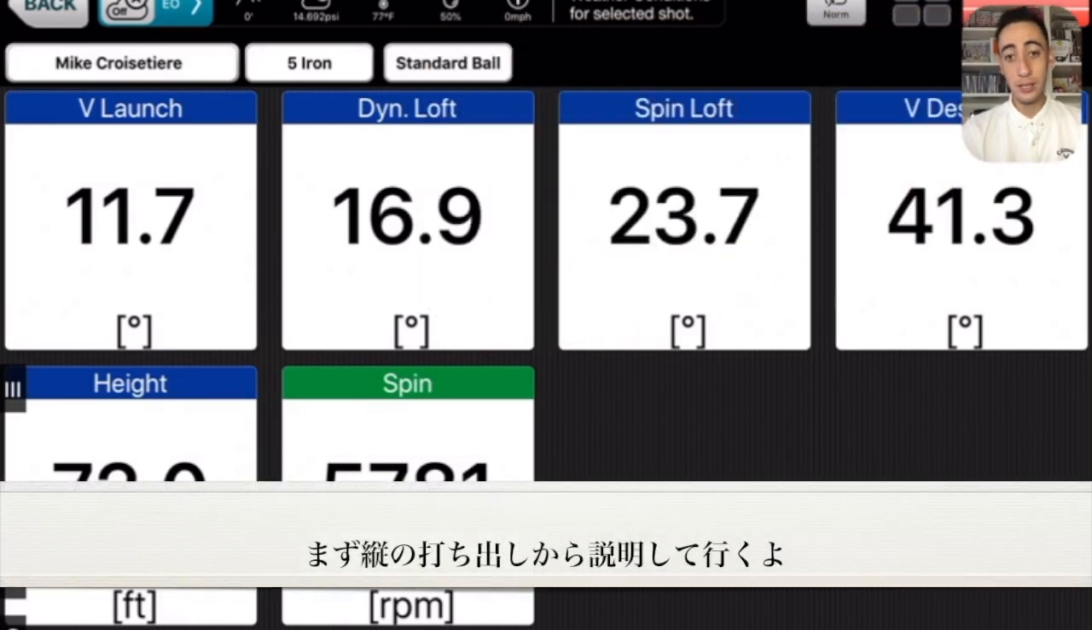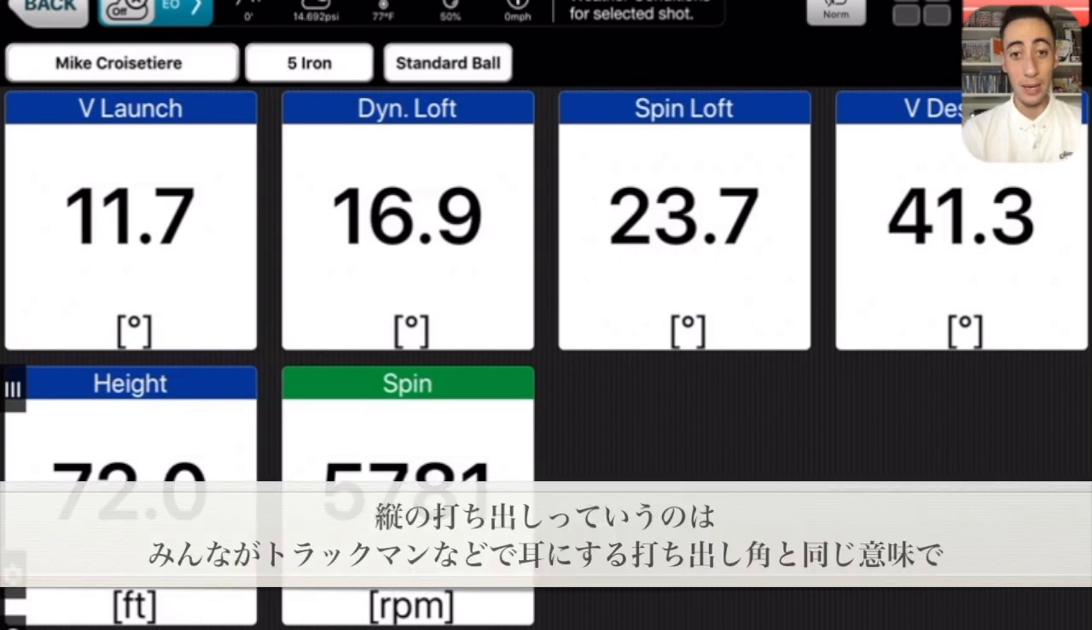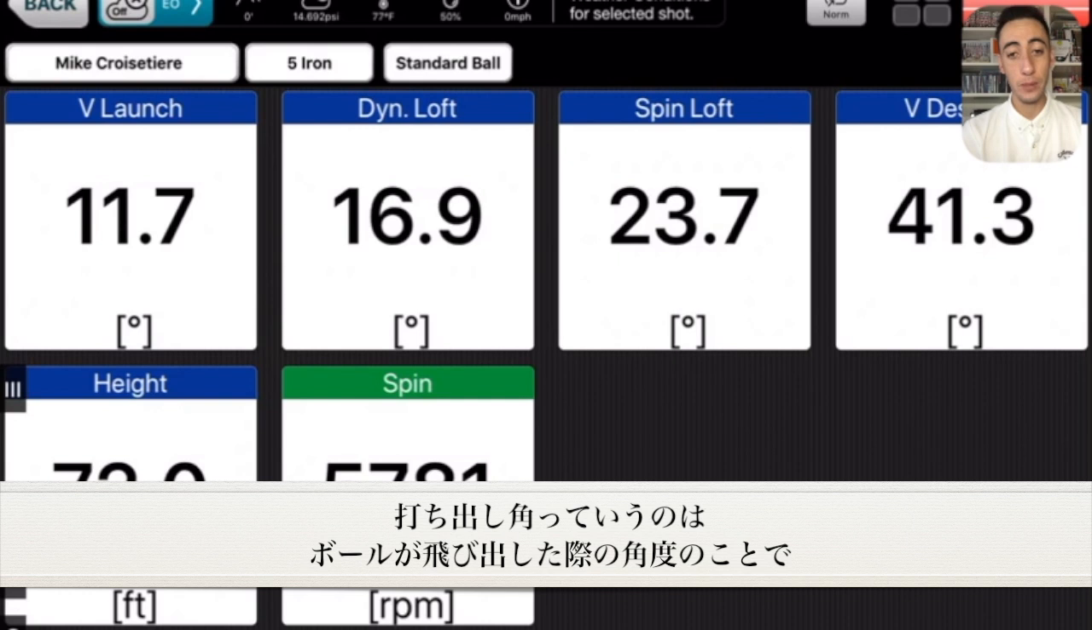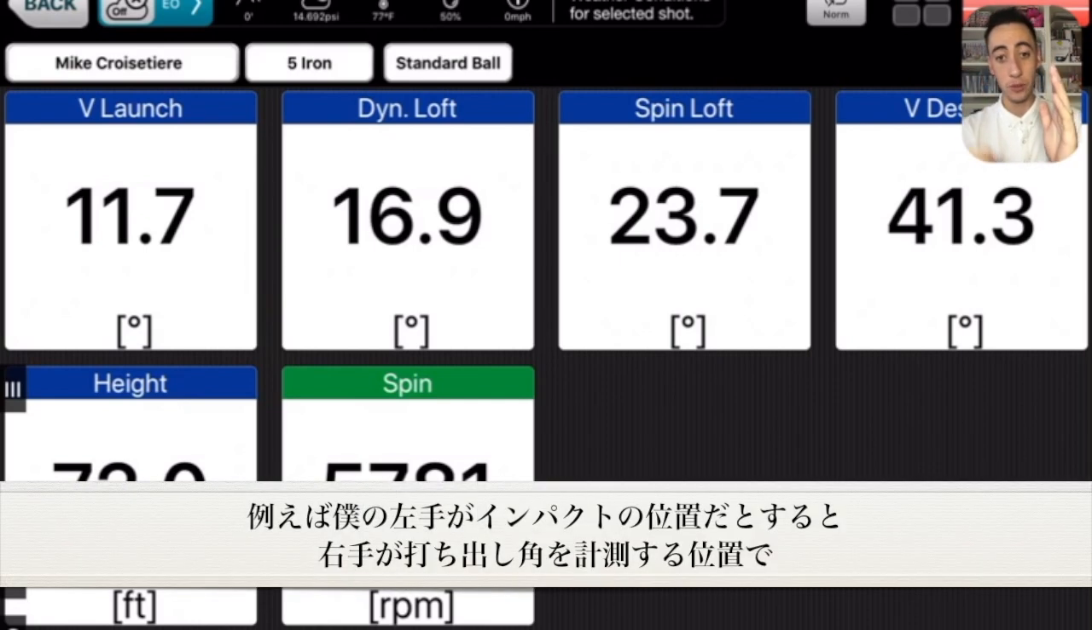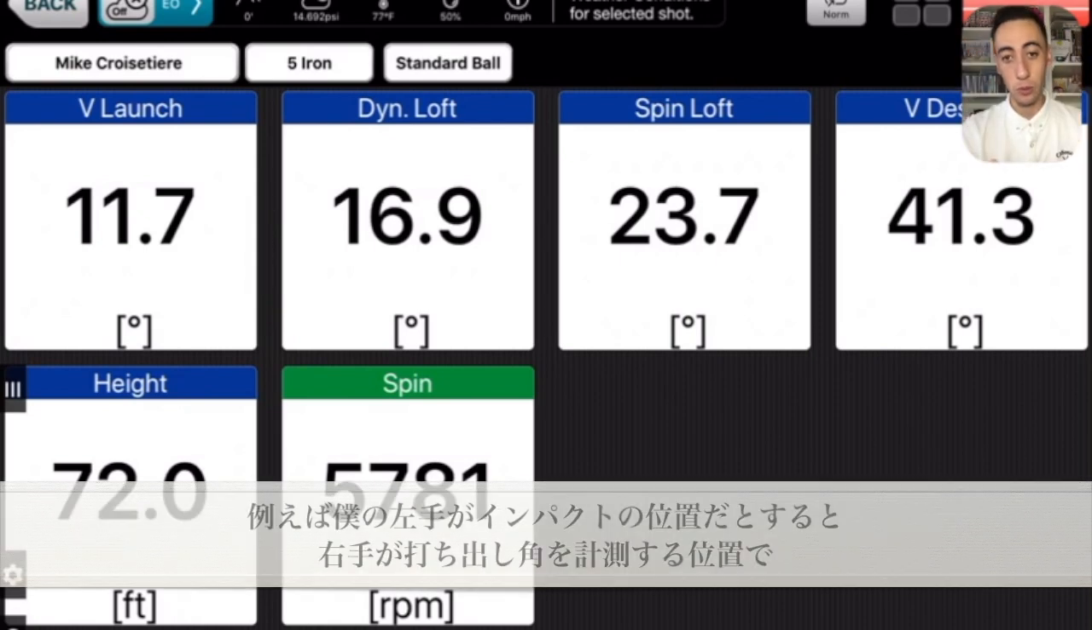So let's start out with the data point of vertical launch. What is that? Well, really it's called launch angle. If you guys have used SkyTrack or TrackMan before, you probably heard launch angle. Well, that is what vertical launch is. Vertical launch, or launch angle, is the initial angle or the initial launch of the golf ball. So let's say this is the point where you hit the golf ball. Right around here, they start to measure vertical launch.